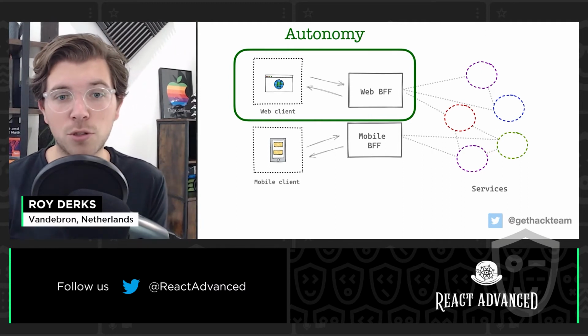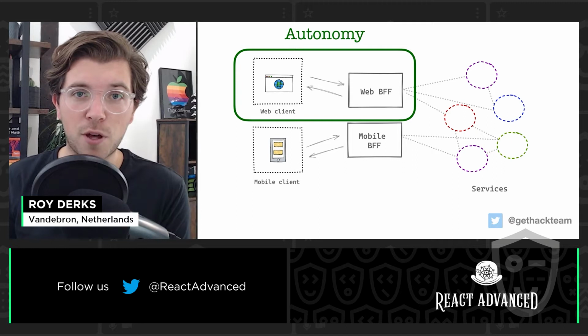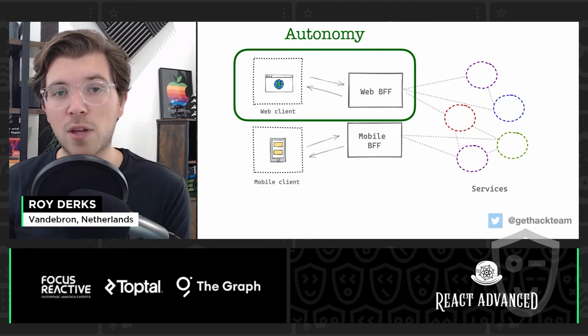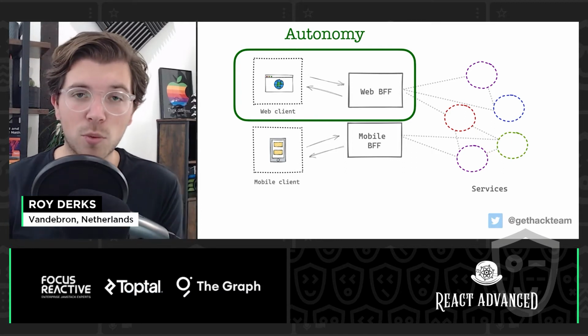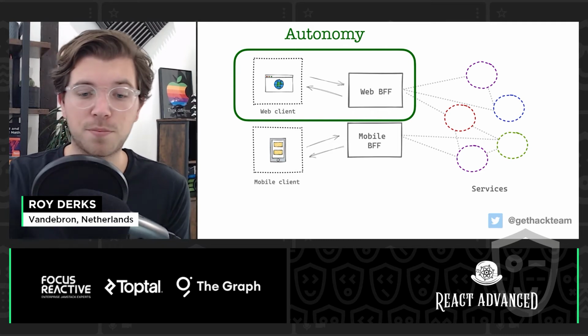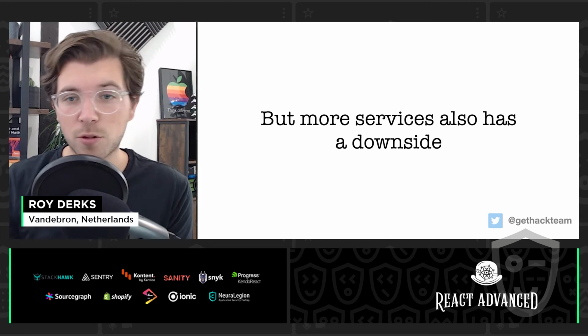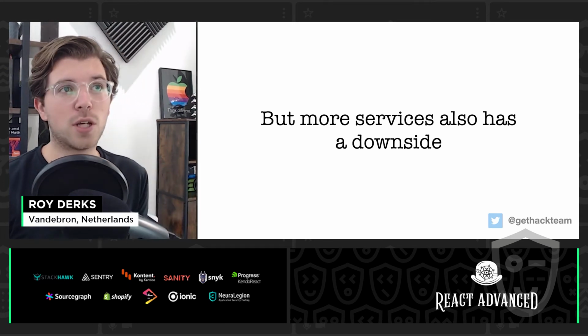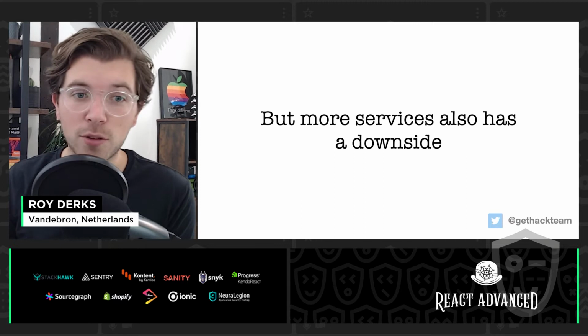So maybe you have one person doing mobile, they can build their own BFF, they don't have to worry about breaking anything in a web client. So autonomy is a really good reason to start using backend for frontends. But more services also has a downside, of course. And this is something I want to talk about today.